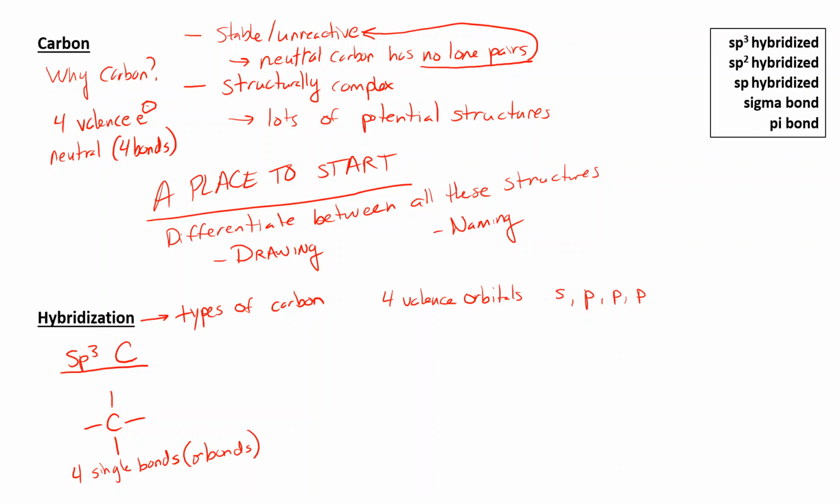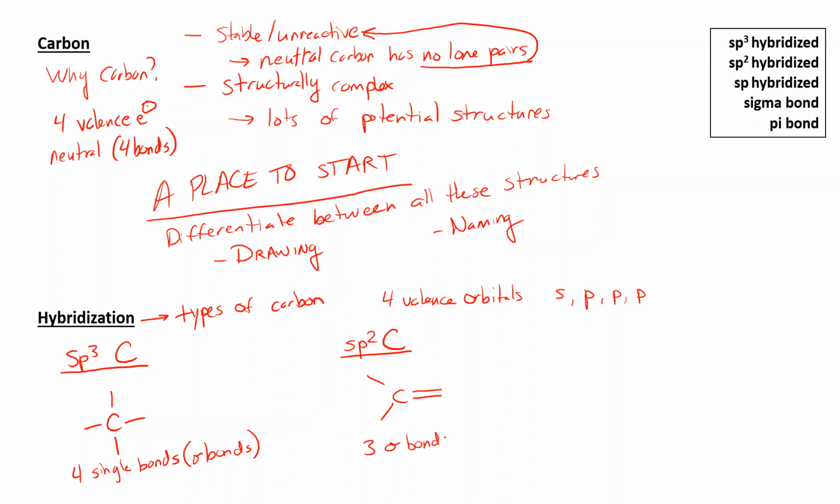That's an sp3 hybridized carbon. We can also have a case where only 3 of those orbitals are involved in making sigma bonds, so sp2 carbon, and that would look something like this. Now, of course, that's not a carbon with a full octet because it only has 3 bonds to it. It only has 6 electrons surrounding it, and so we're going to make a double bond here to complete the octet. So we have 3 sigma bonds, right?